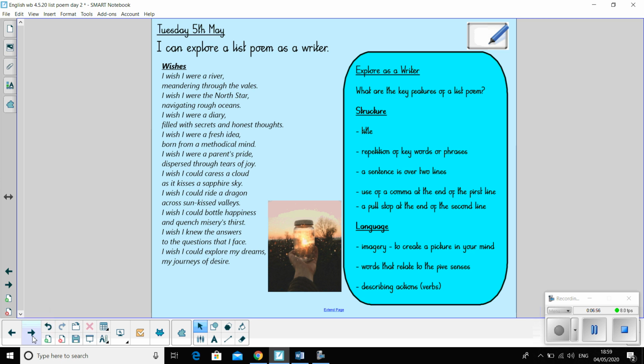Okay, moving on. There we go. So I've just highlighted a few examples here. So some verbs here, some imagery in green, the pink is your punctuation, and the "I wish I" as the repeated key words and phrases.